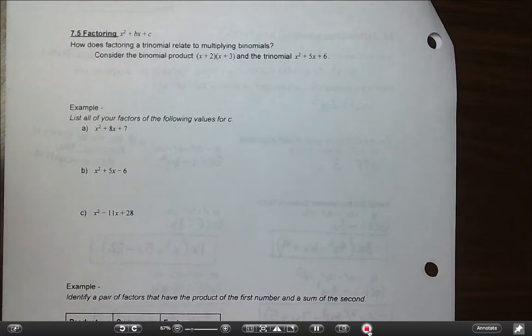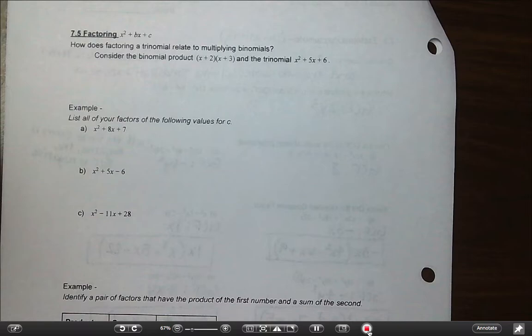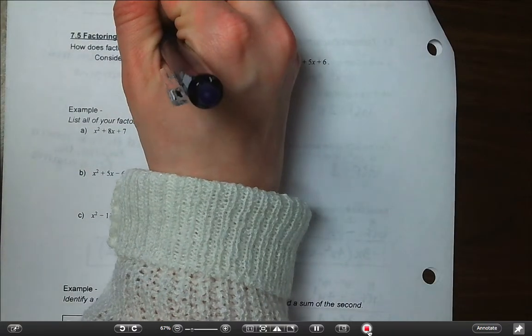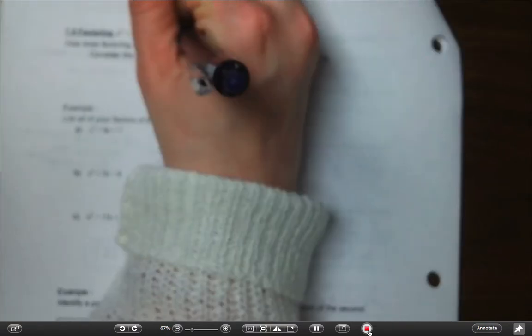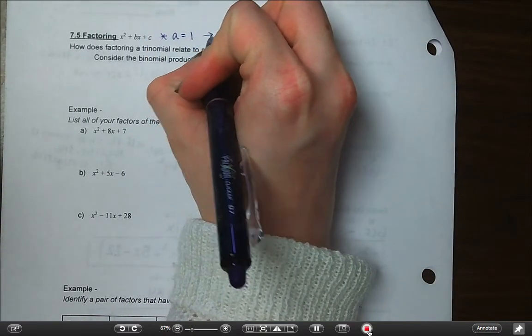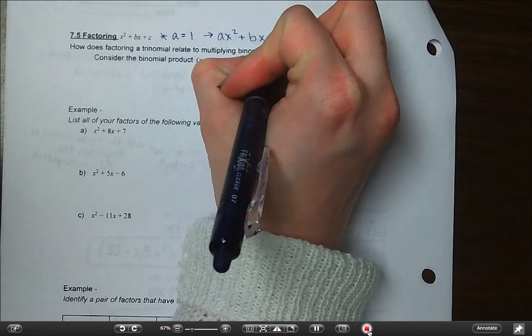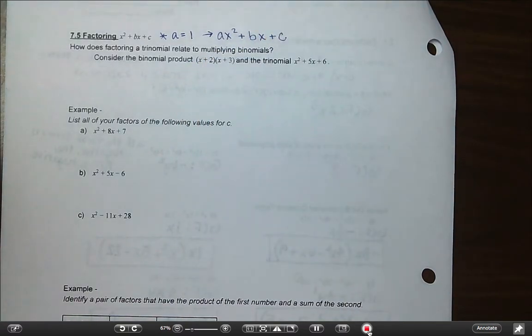Today we're going to be doing 7-5, factoring x squared plus bx plus c. The key thing to note here is that our a value equals 1. So another way we can write our trinomial is ax squared plus bx plus c. The key thing with this 7-5 lesson is that our a value is 1.